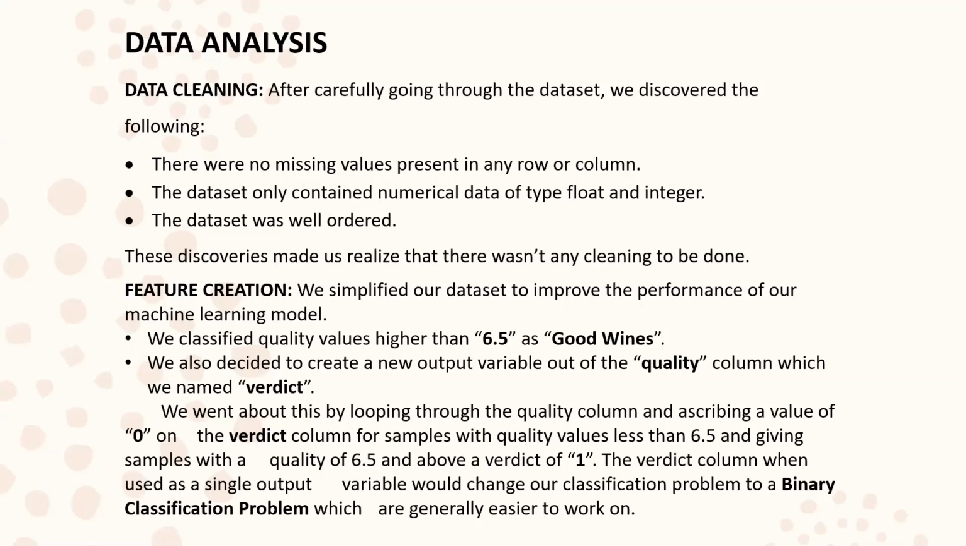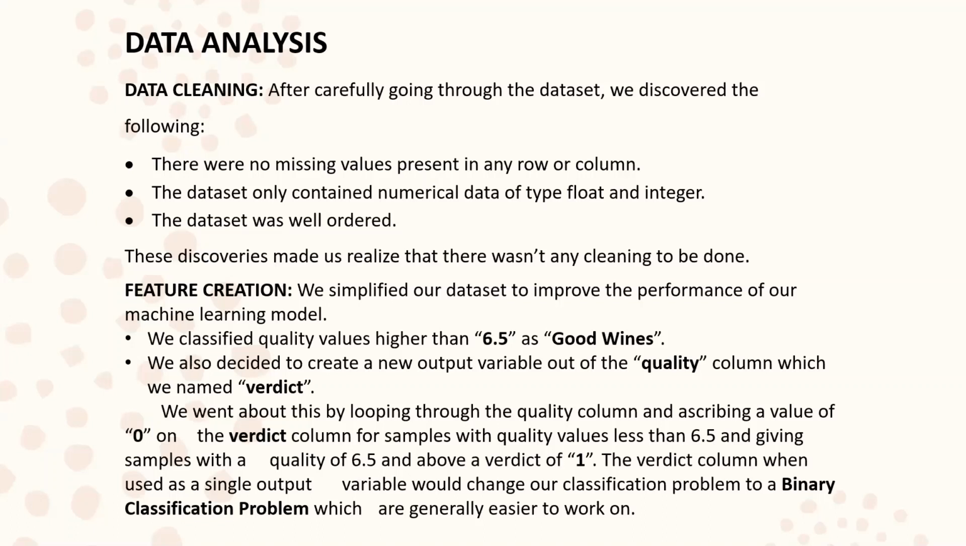So understanding the way machine learning algorithms work, we saw that there was a need to do some feature creation because we were given a tip in our data set that values higher than 6.5 could be classified as good wine. So taking that into account, we created a new output feature from the quality column.